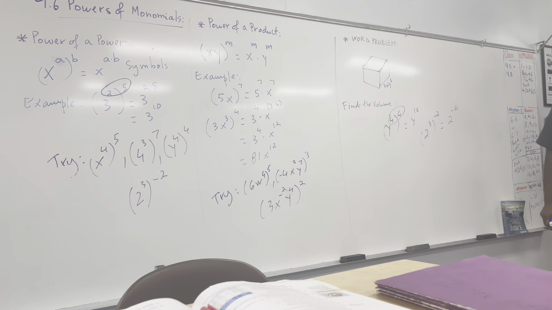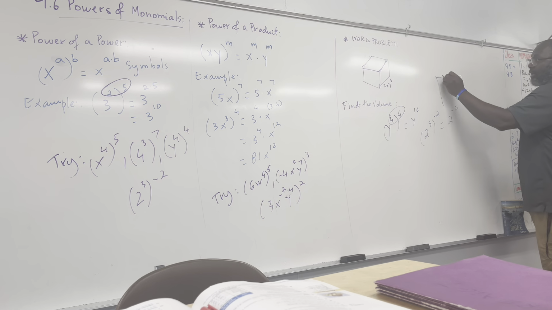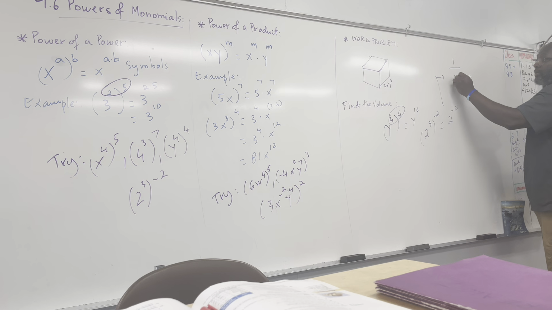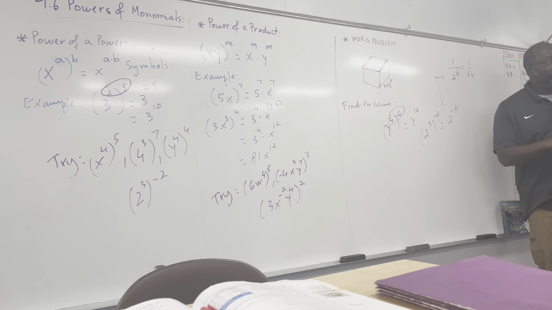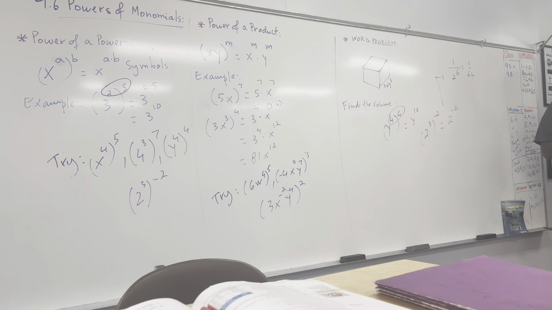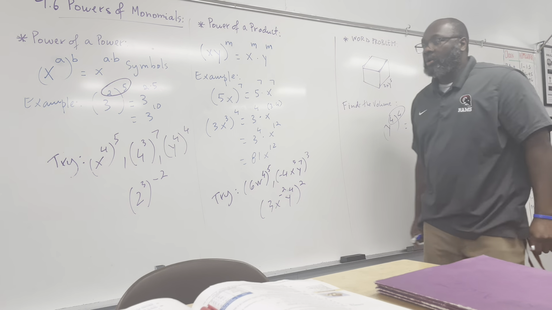You put it as 1 over. So that becomes 1 over what? 1 over 2 to the 6, which is basically 1 over 64, right? So anytime you have a negative exponent, you have to flip it. You never keep a negative exponent. You always have to turn it into a positive exponent. So that becomes 1 over 2 to the 6, which is 1 over 64. So that is how you do it.